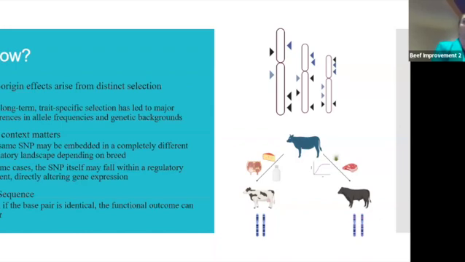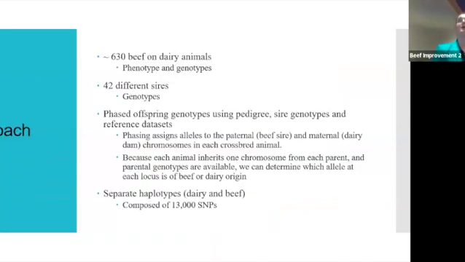And so I do want to say effect doesn't always equal sequence, because even if base pairs are identical, neighboring SNPs or just how the genome is packaged or epigenetic effects could make one gene be expressed in one animal and a gene not be expressed in the other animal as much. So for my approach, I had about 630 beef-on-dairy animals.